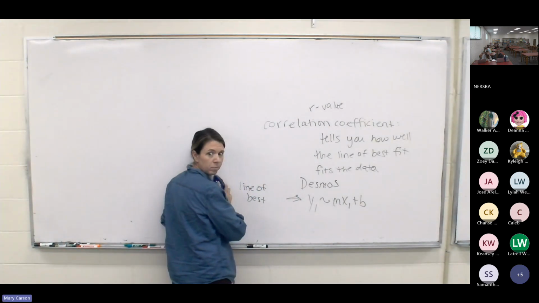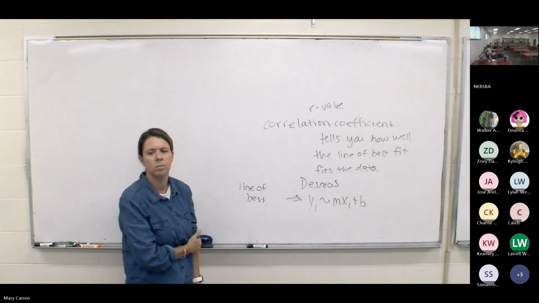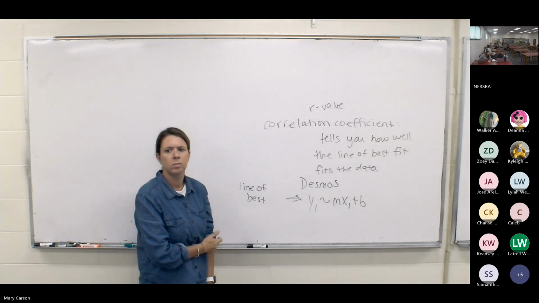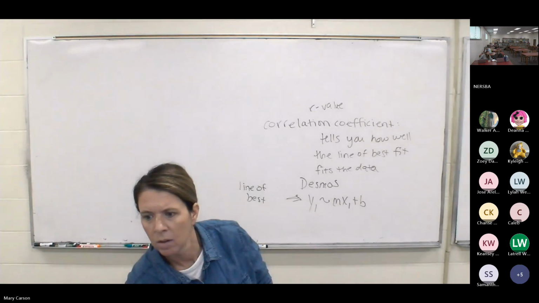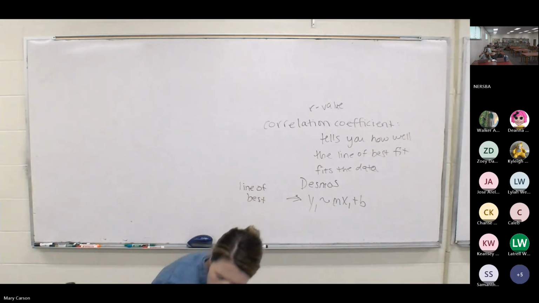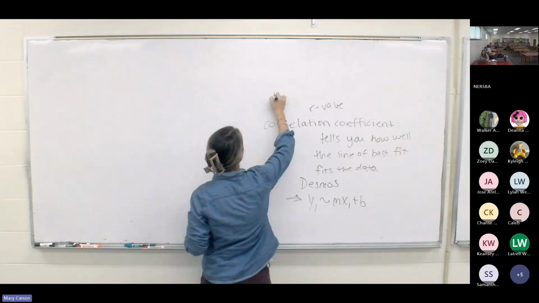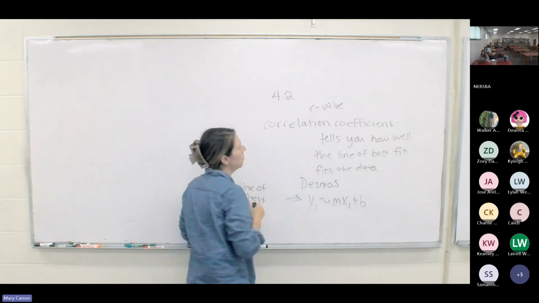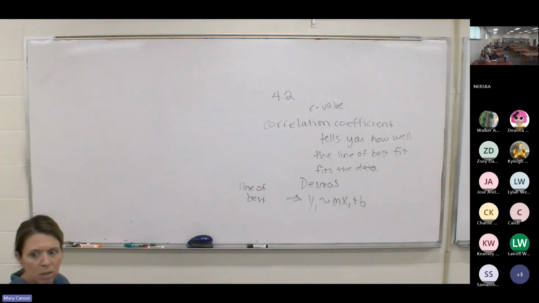Hold on, wait a second, let me check. What's the 25 supposed to be? No. No, okay. Oh, wait a minute. So again, this is 4.2. It's going over line of best fit.